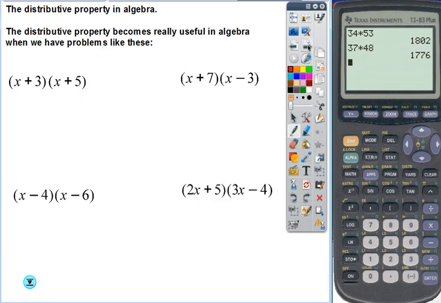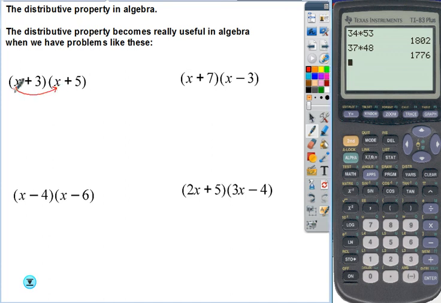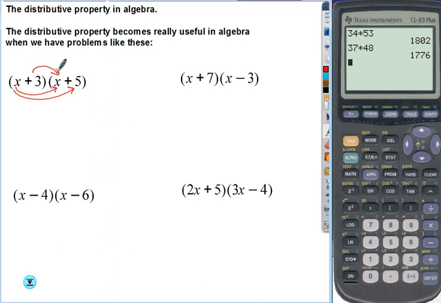So here's how it works in algebra. I just have to make sure I distribute the x to both of these numbers, and I distribute the 3 to both of these numbers. X times x gives me x squared. X times 5 gives me 5x. So I've distributed the x. Now I distribute the 3. 3 times x is 3x. And 3 times 5 is 15. Now I can combine these two numbers together, and I get x squared plus 8x. I apologize, we're adding them now.